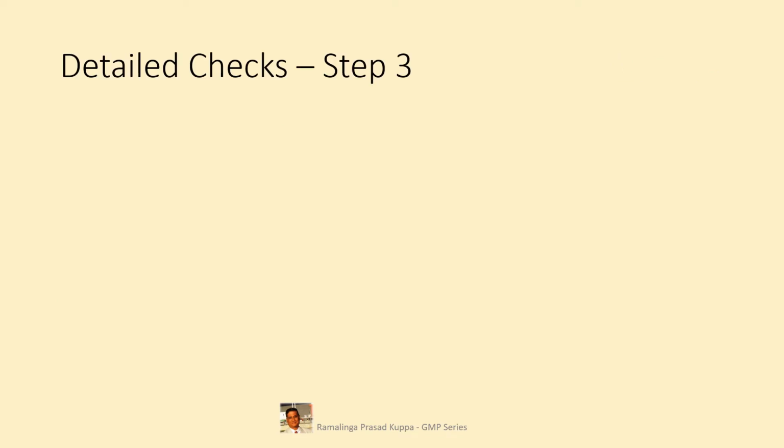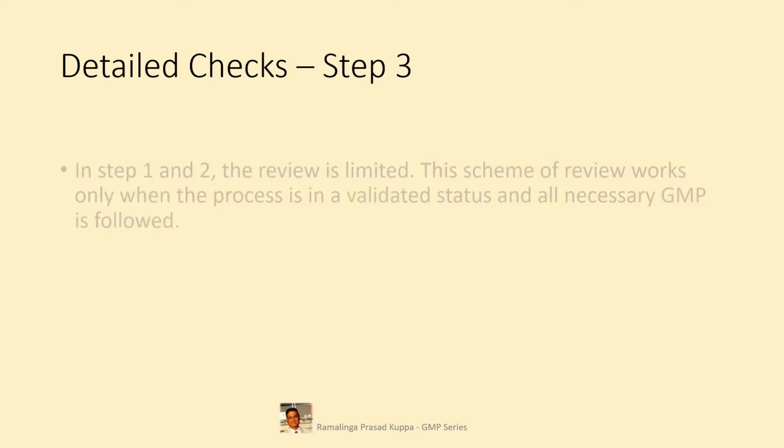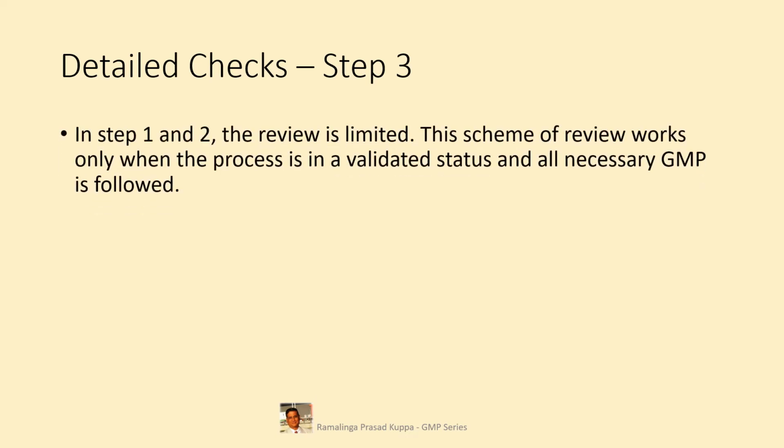So far, we did only limited checks in the BPR in step 1 and 2. Let us see how a detailed check is done in step 3. In step 1 and 2, the review is limited. This scheme of review works only when the process is in a validated status and all necessary GMP is followed.